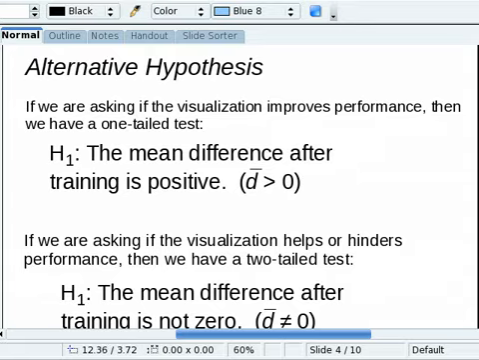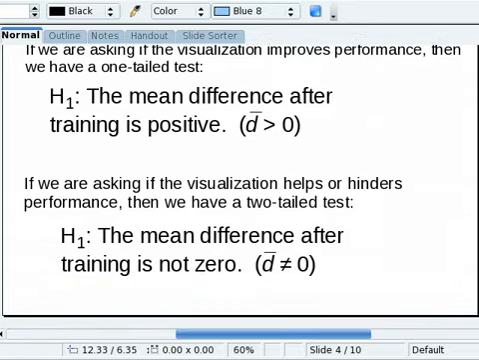If we're not sure whether it works or not, and we're asking whether it helps or hinders our performance, then we have a two-tailed test, and our alternative hypothesis is that the mean difference after training is just not 0. Either they're going to get better or they're going to get worse, and we don't know which. So when you make your alternative hypothesis, this tells you whether you want a one-tailed test or a two-tailed test.